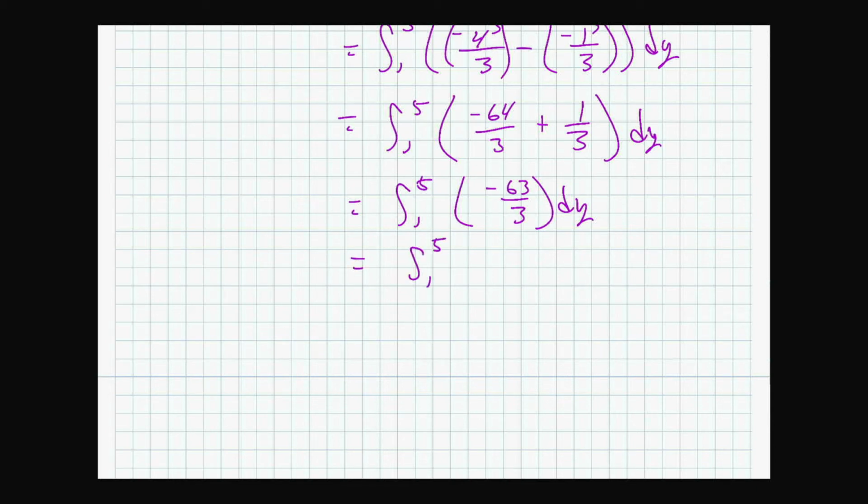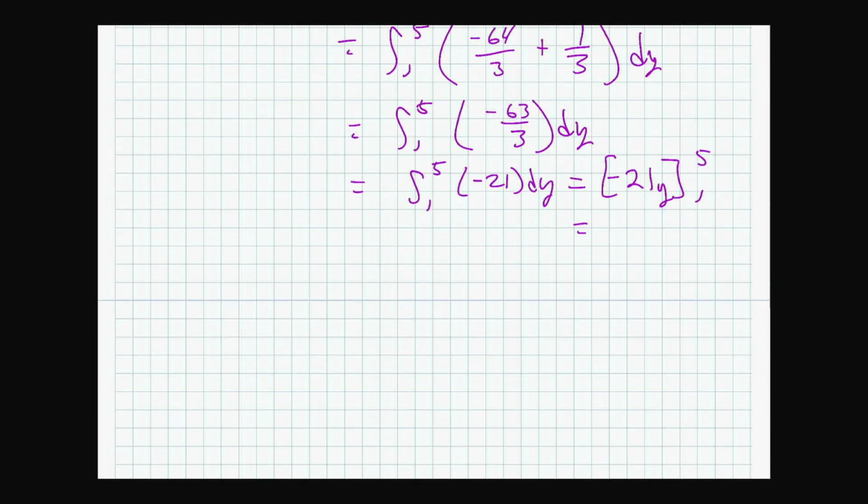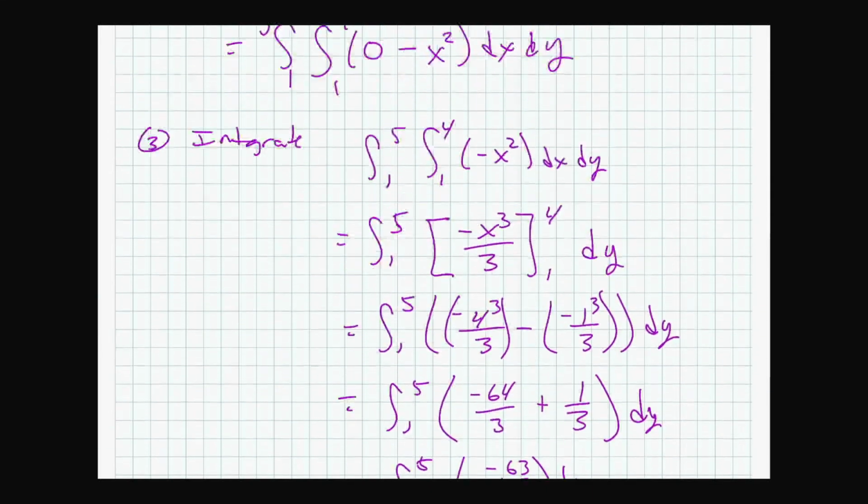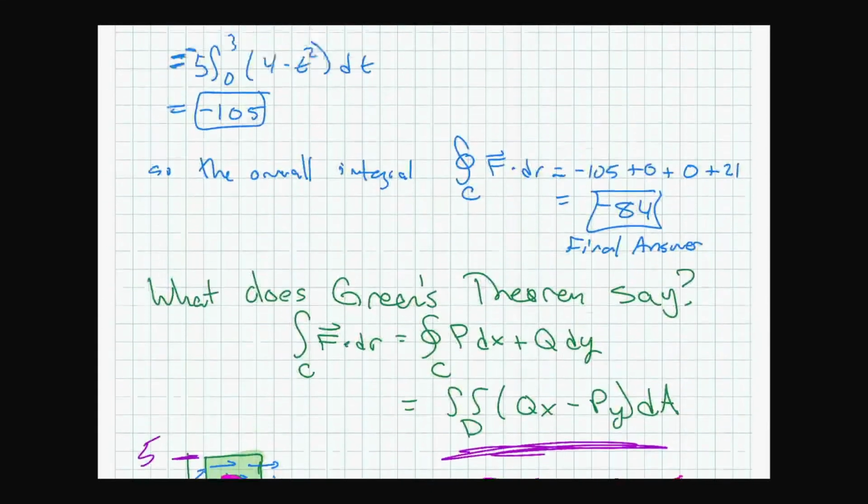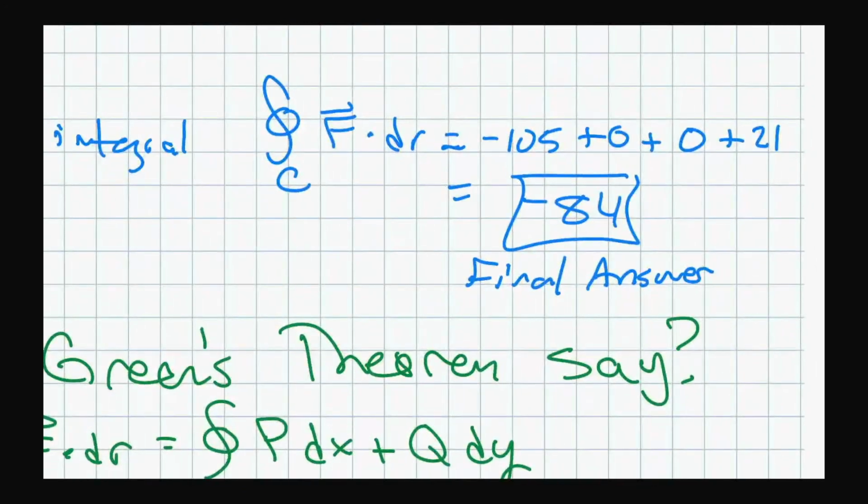So that's the integral from 1 to 5 of negative 21 dy, which is negative 21y. That's the antiderivative from 1 to 5. So you get negative 21 times 5 minus negative 21 times 1. So 21 times 5 is 105. So this is negative 105 plus 21, which is negative 84. The same answer that we got up here somewhere. Yeah, final answer, negative 84.